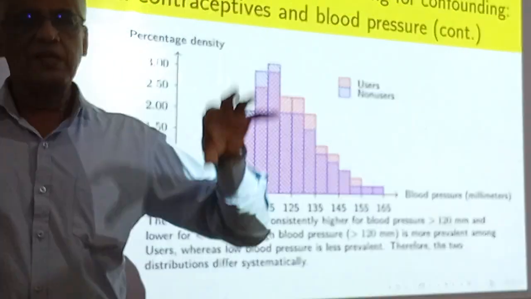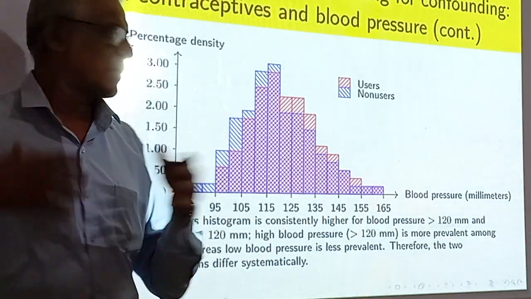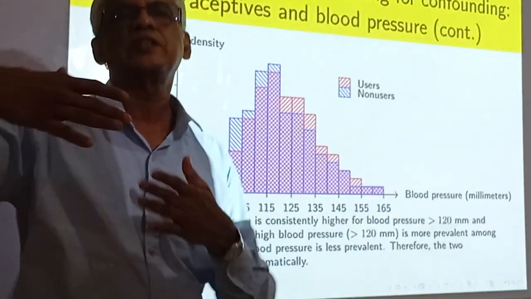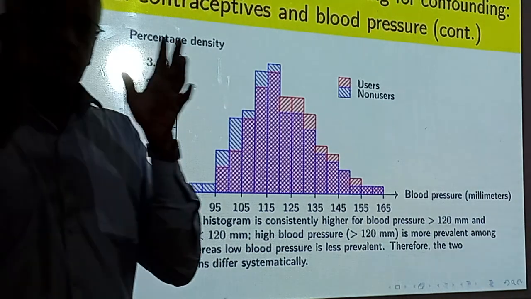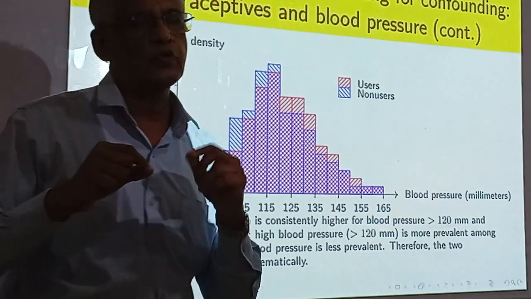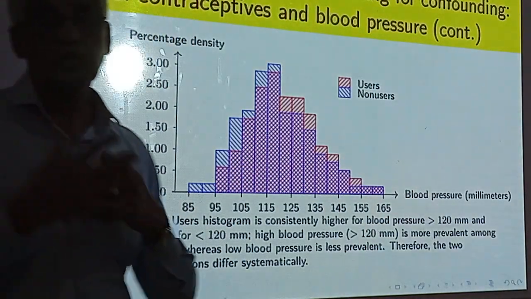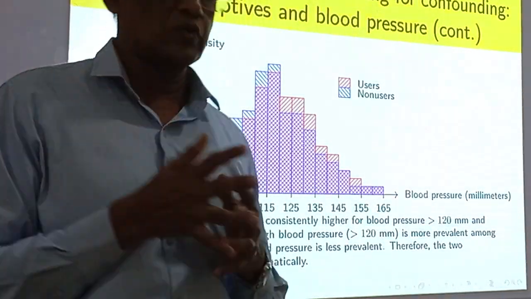Suppose they are similar with respect to those variables. Then if you see this kind of two graphs, one might say, okay, there is a real association between these two variables. But if the two groups are different with respect to some other variables also, which can cause differences in blood pressure, then we cannot conclude that there is a direct association.